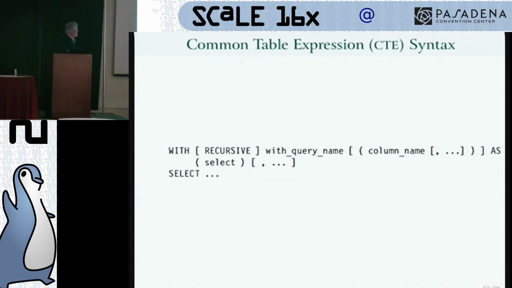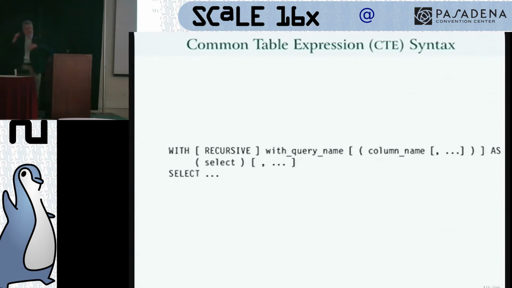Then we have the word as. And then we have effectively a select inside this common table expression. I realize it doesn't make sense now. Give me a minute. I'll show you some really good examples. And then once you're done with all that stuff, there's a final select down here which says, here is my main query.